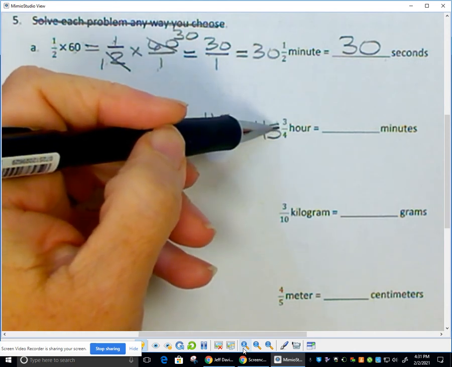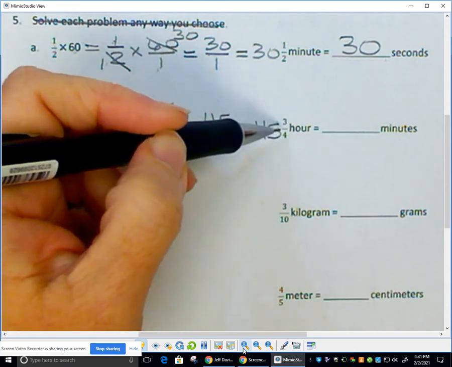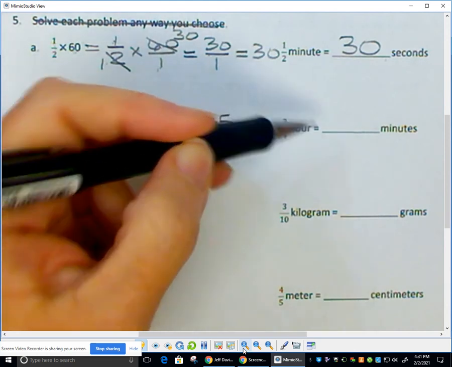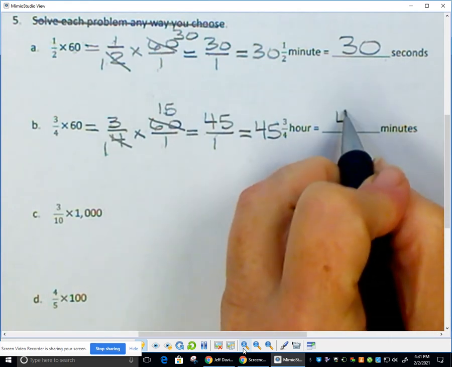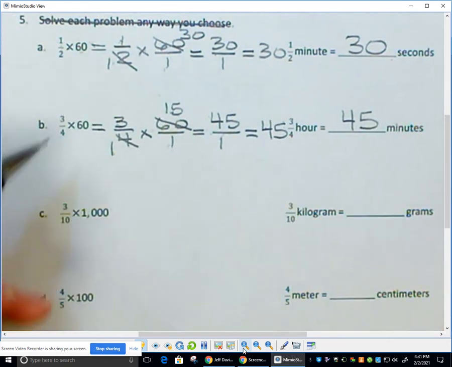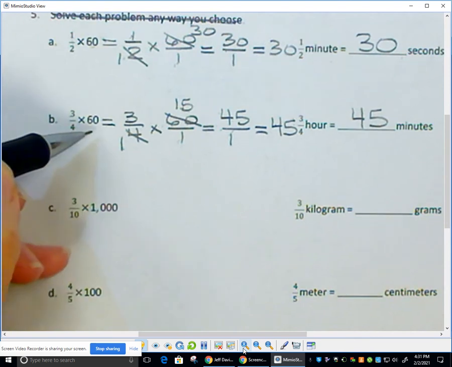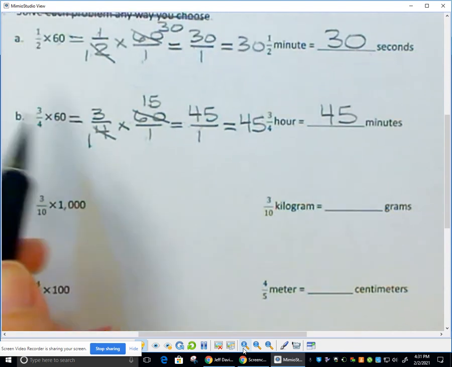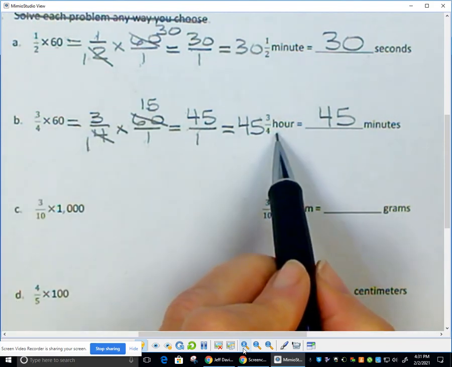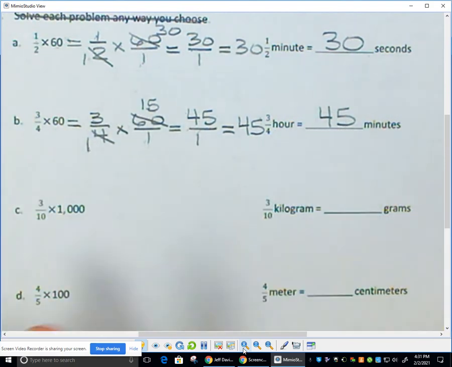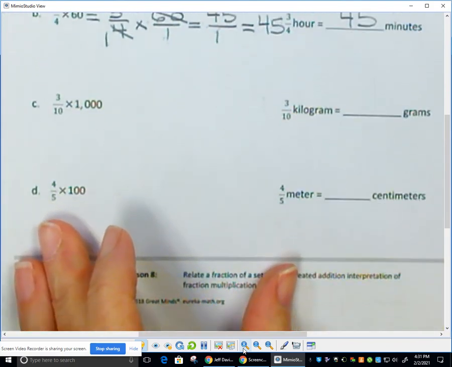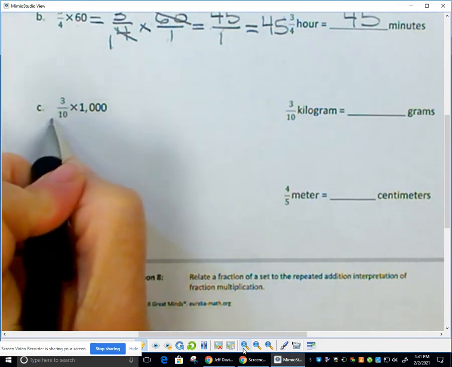So 3/4 of an hour equals 45 minutes. 3/4 of 60 minutes. See, 60 minutes is an hour. So 3/4 an hour equals 45 minutes. Okay, looking at this part, C.